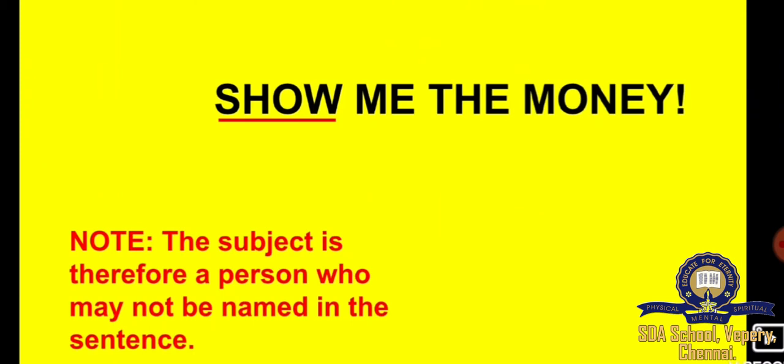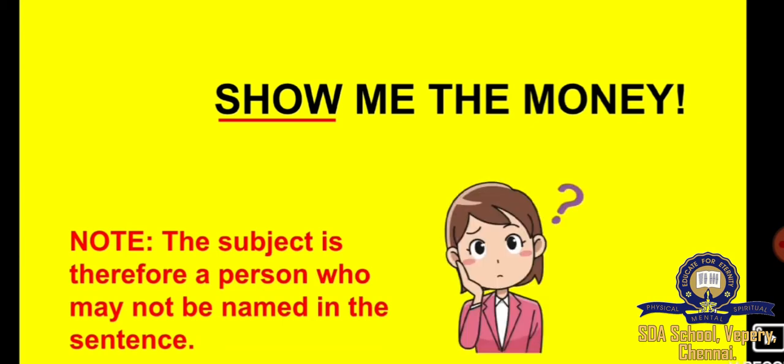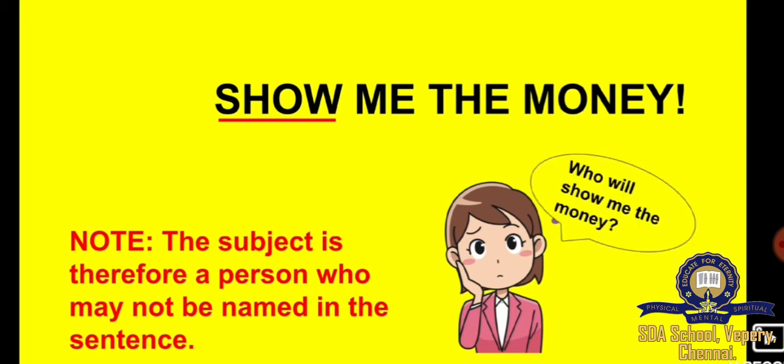And the next example, show me the money. Children, look at the sentence carefully. Here, the verb is show. And now, if I ask a question, who will show me the money? Do we get an answer? No, because we don't find any name, place or thing. Right, children? So, please note that the subject is therefore a person who may not be named in the sentence.